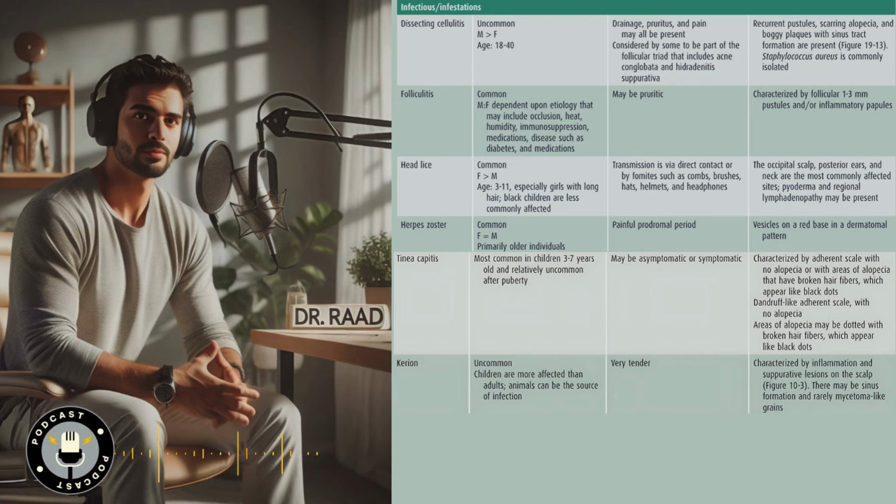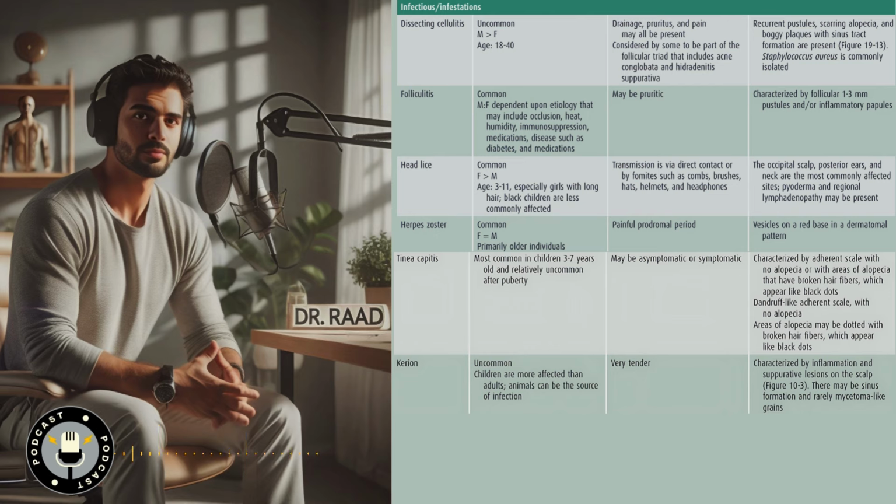Tinea capitis. Age group: most common in kids aged 3 to 7, and it's relatively rare after puberty. How it shows: it can be asymptomatic or come with adherent scales. You might see areas of alopecia with broken hair fibers that look like black dots, kind of a dandruff-like scale too.